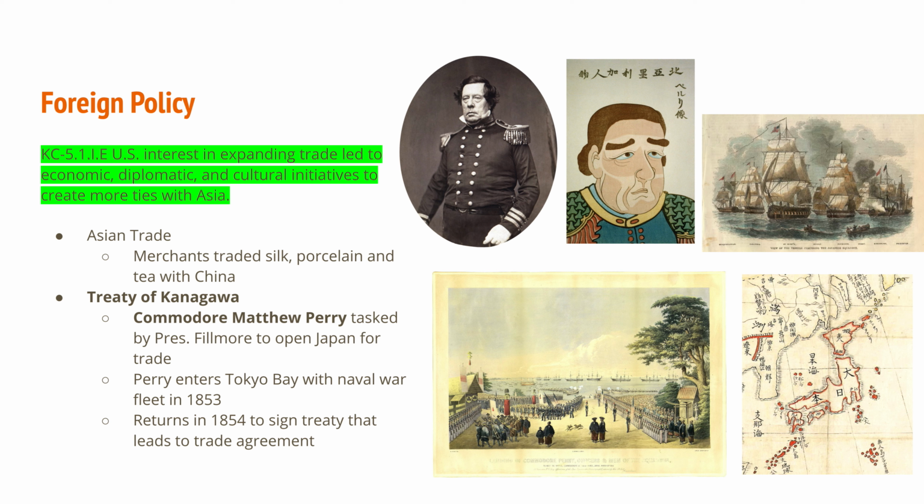And then finally, moving on to foreign policy, the US interest in expanding trade led to economic, diplomatic, and cultural initiatives to create more ties with Asia. So now that we have the West Coast filled in and we have cities and ports there, trade between the United States and Asia is going to be a lot faster.